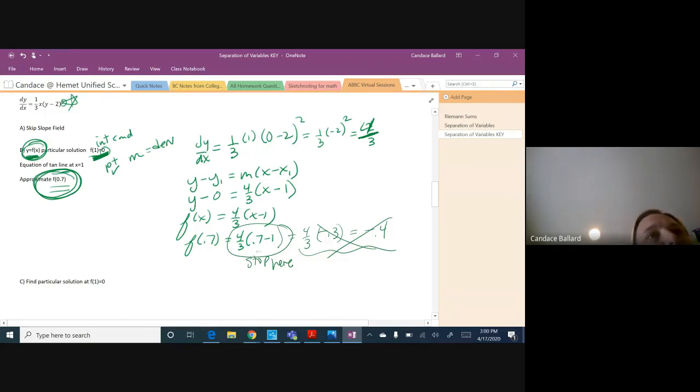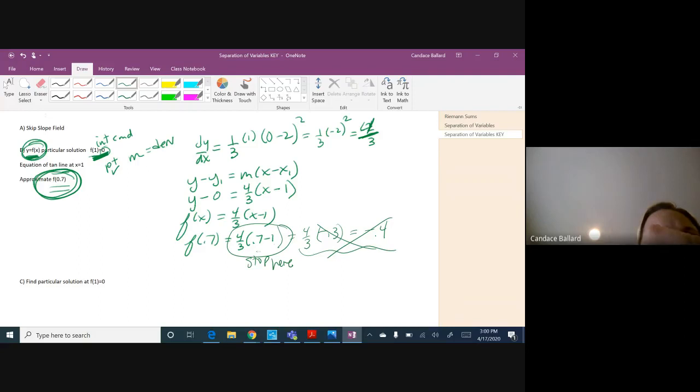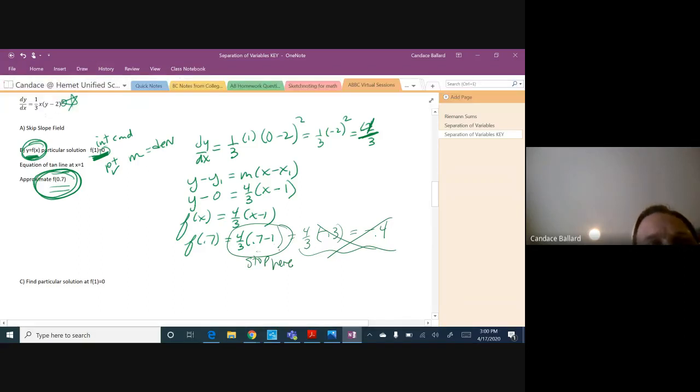I've got it down to numbers. Let me show you where the points are. So the points are coming from: you get a point for the equation of the tangent line, and you get a point for this approximation. So that one was 2 points, but still worth the 2 points. Every little bit helps.